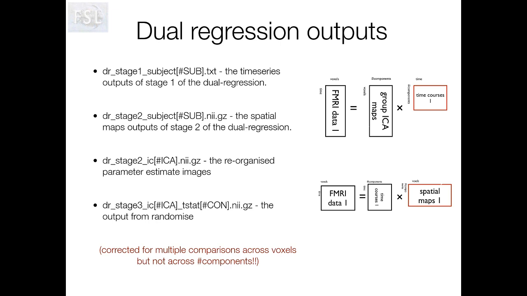And one important point to note here is that while these results have been corrected for multiple comparisons across the voxels within each group ICA component, they haven't been corrected across the group ICA components. What this means is that if you're interested in the results for more than one group ICA network, then you should apply a further correction using something like Bonferroni correction across all of the components that you're interested in. If you're only interested in one specific component, such as the default mode network, then you don't need to worry about this.